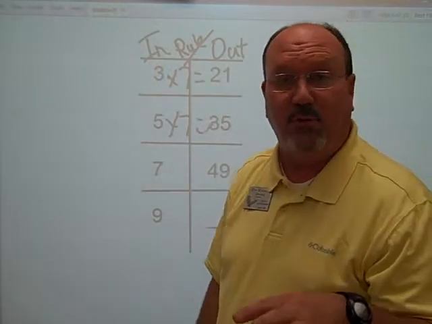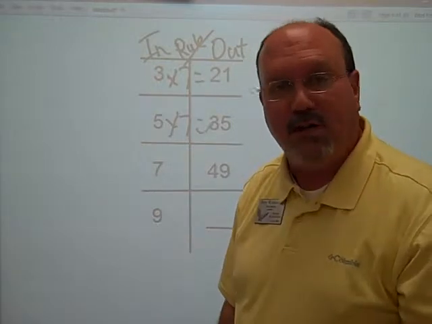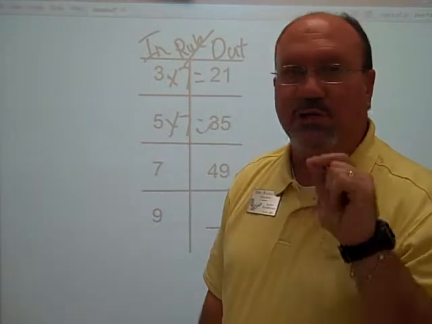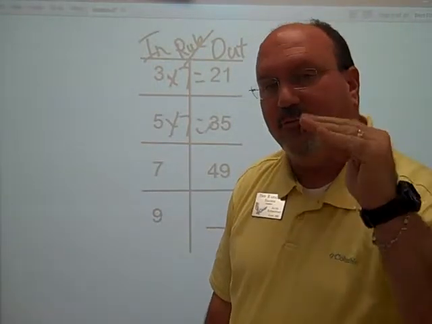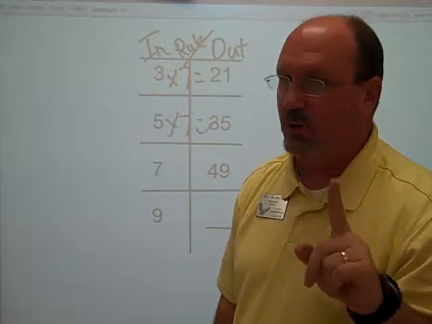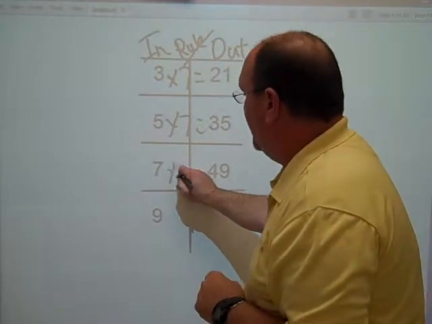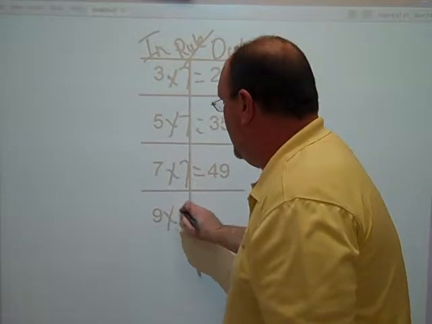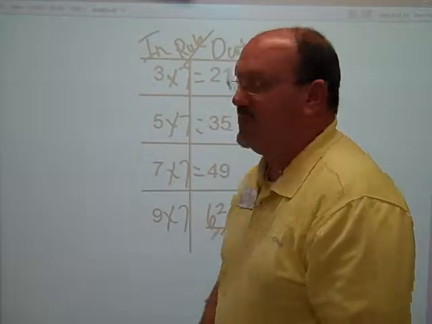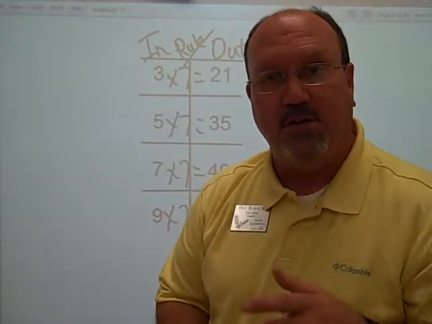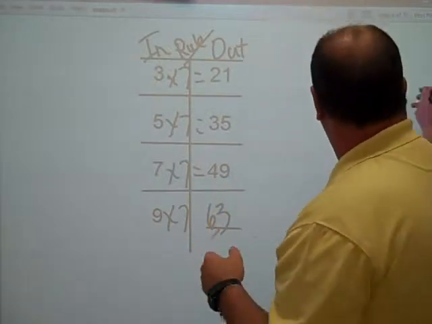Yes, looks like we've hit on the rule, but we have to check every entry of that table. The rule is always constant. Check every single entry on the table. Don't stop at the first one. 7 times 7, 49. 9 times 7, 63, and we have solved that input-output table for multiplication.